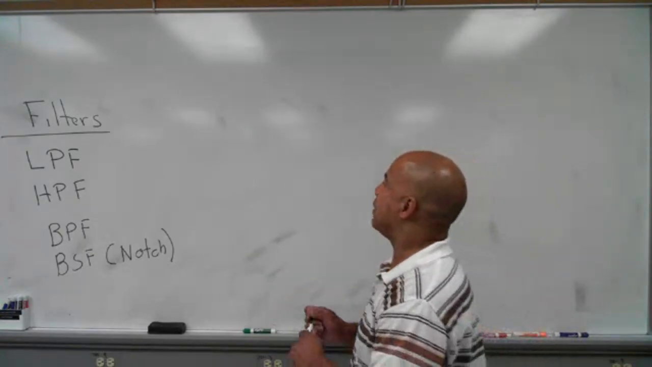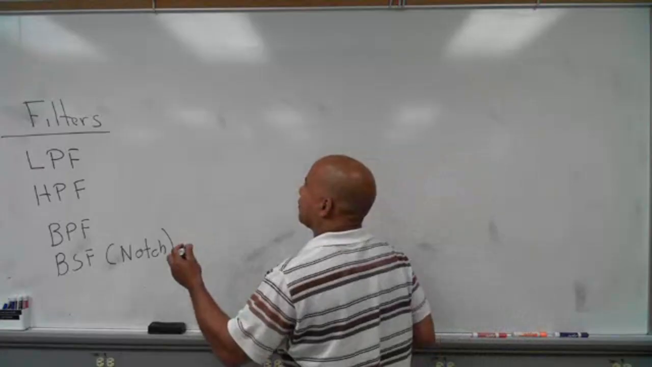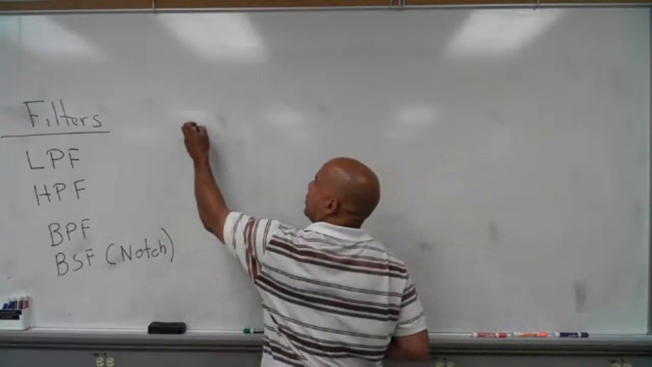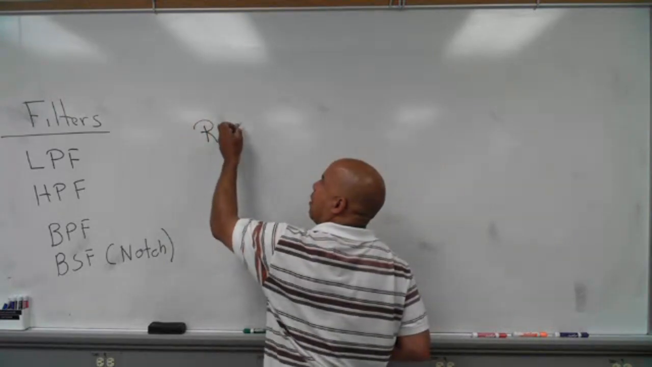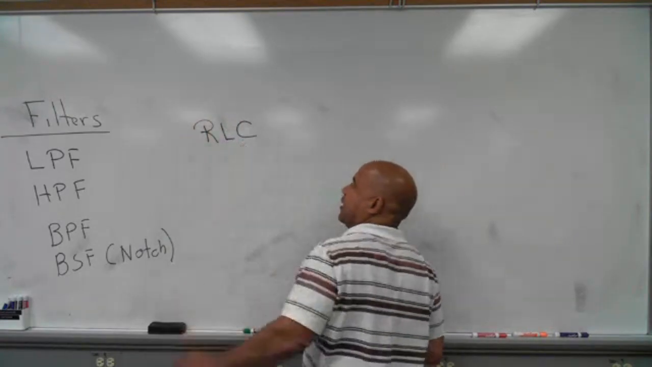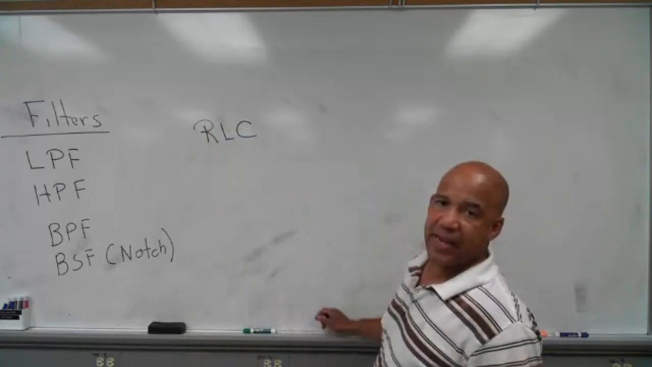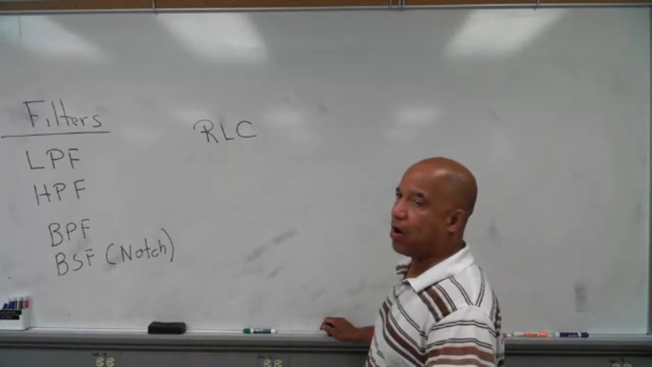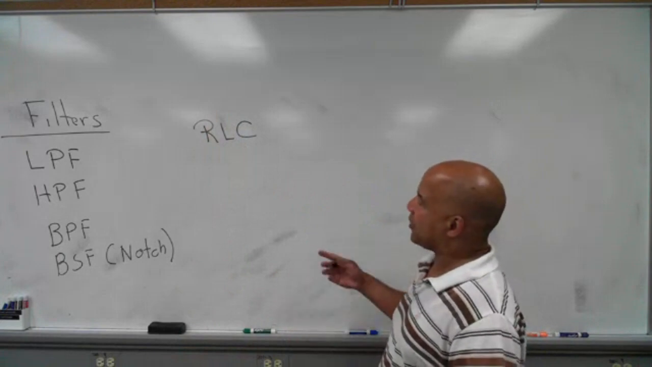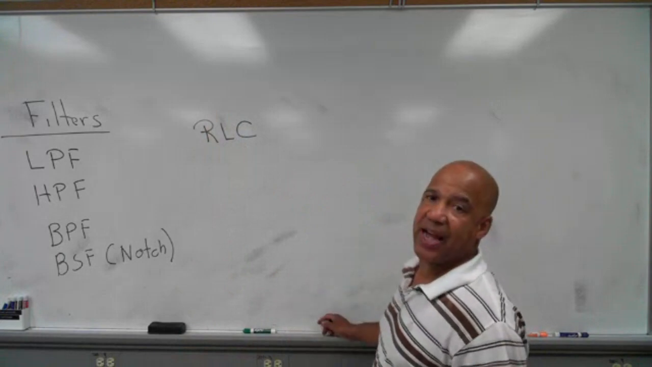Now, filter action, there are many kinds of filters. Filters are composed of resistors and then reactive elements. So I'll have an R, an L, and a C part in any combination. I might have an R, L, C. I might have an R and an L. I might have an R and a C. Different styles, different combinations, different designs.